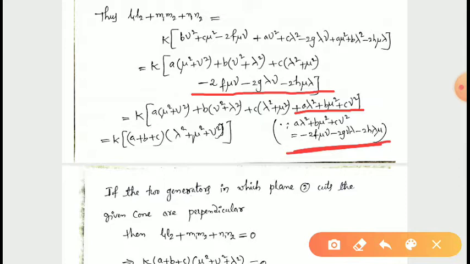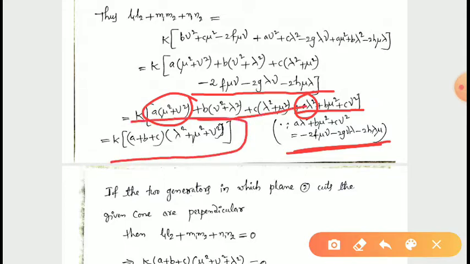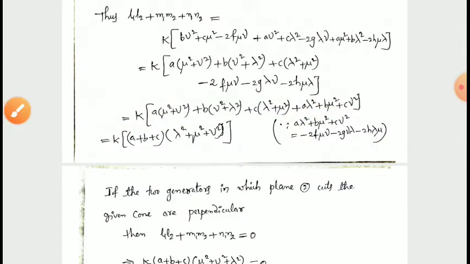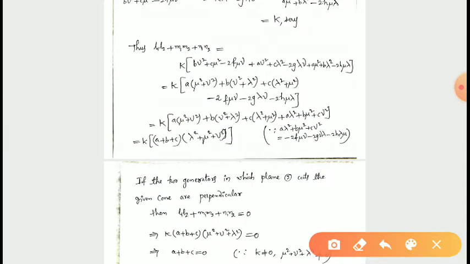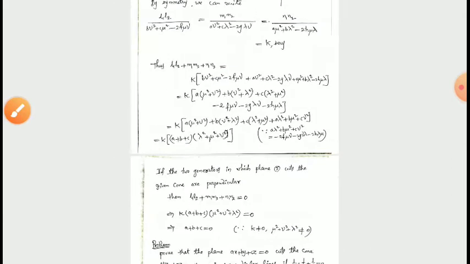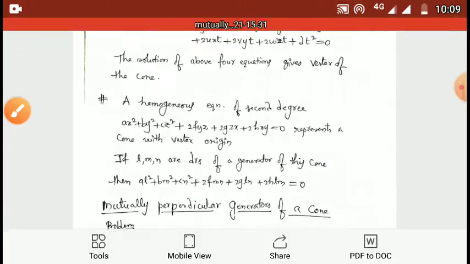So, by taking a common from this term and this term, we will have this, and also by simplifying all this term, we will have K into A plus B plus C into lambda square plus mu square plus nu square. Therefore, finally what we got here? L1 L2 plus M1 M2 plus N1 N2 is equal to K into A plus B plus C into lambda square plus mu square plus nu square.